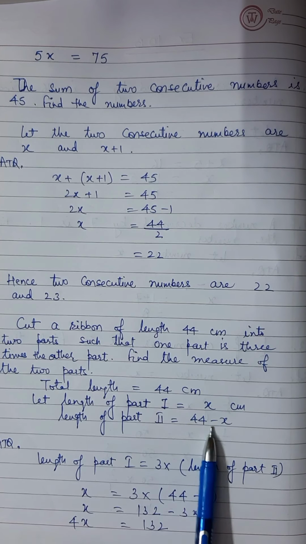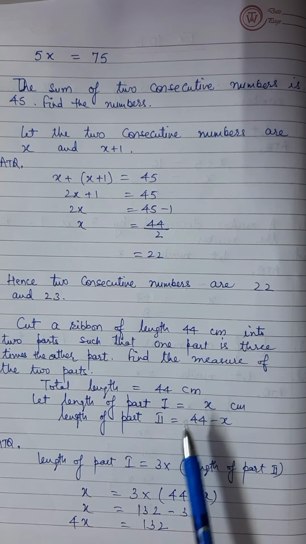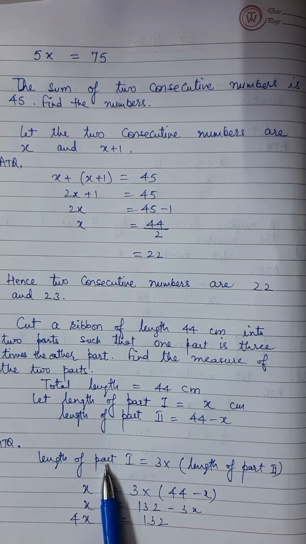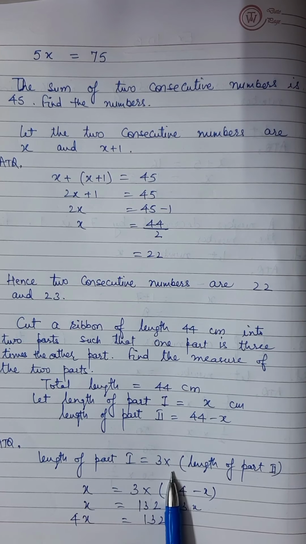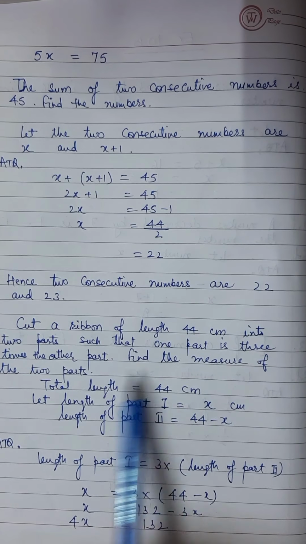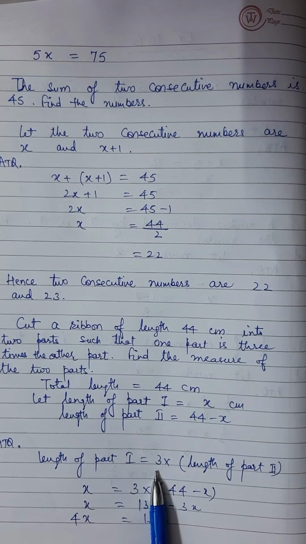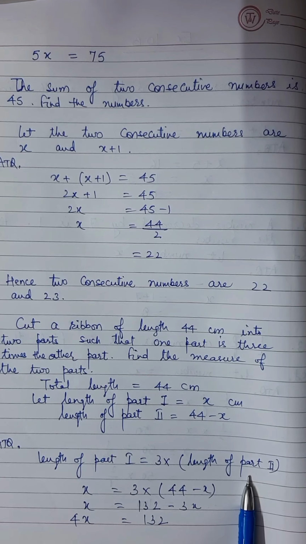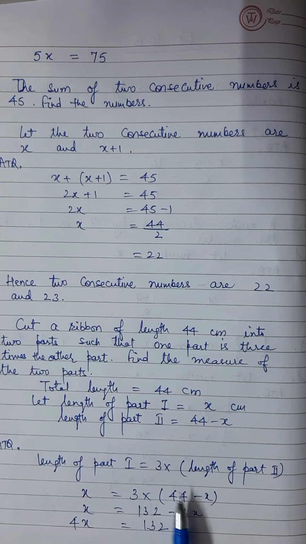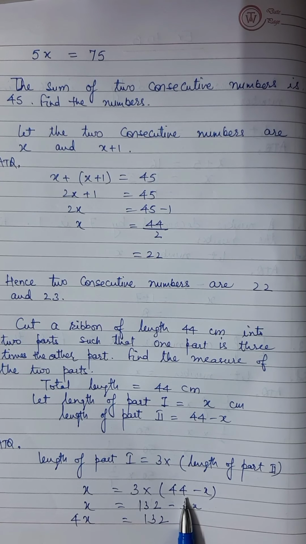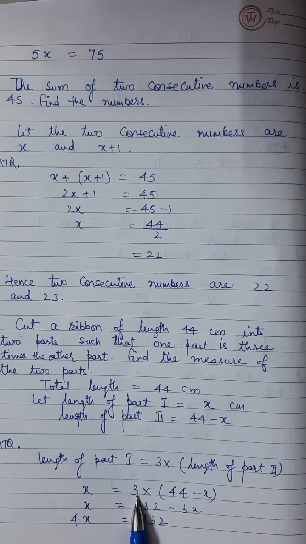The length of part 2 is 44 minus x. It is given the length of one part is thrice. Thrice means we have to multiply. It is given 3 times. So we have to multiply by 3. 3 into length of second part. So here length of first part is x and the length of second part is 44 minus x. Now we have to multiply by 3.